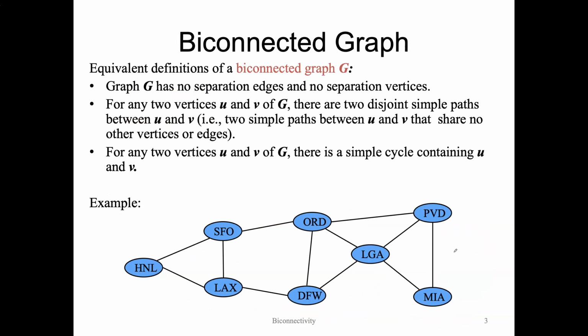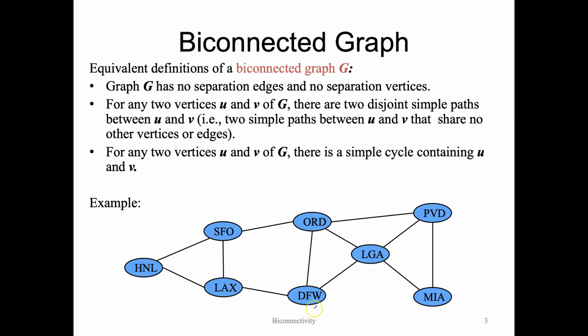So we want to find whether or not our graph is biconnected. A biconnected graph just means that we have no separation edges and no separation vertices. So it's fault tolerant in that sense: we could remove any one vertex or any one edge, and between all of the other pairs of vertices, we would still have a path between them. Our network is fault tolerant in that sense.